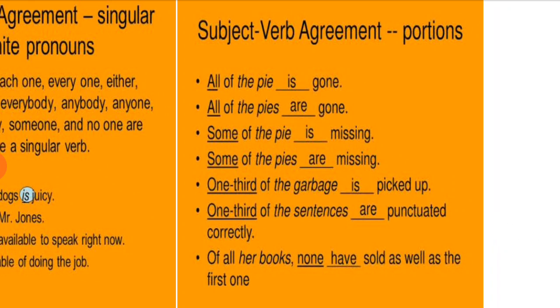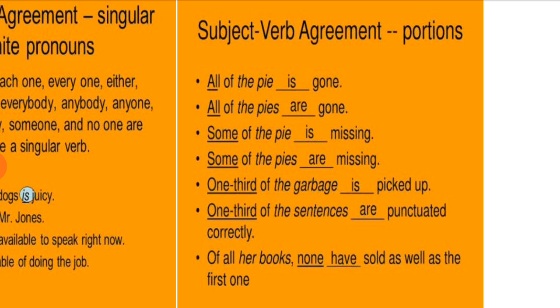So somebody is talking about someone's books. Not the first one and none of any other that followed. Okay, so that's why we are using the plural verb here. Have, are, don't, they are all plural verbs meant for plural subjects, plural nouns. Right. All of the pie is gone. All of the pies are gone. Please note the difference. Pie, pies.